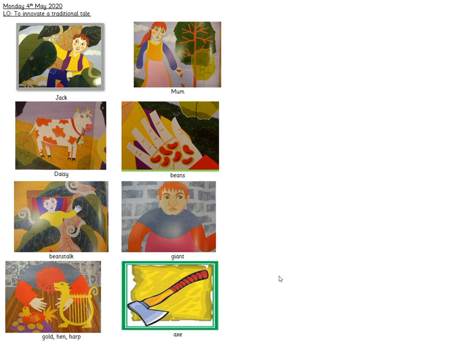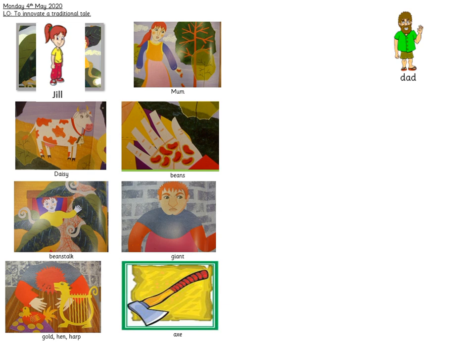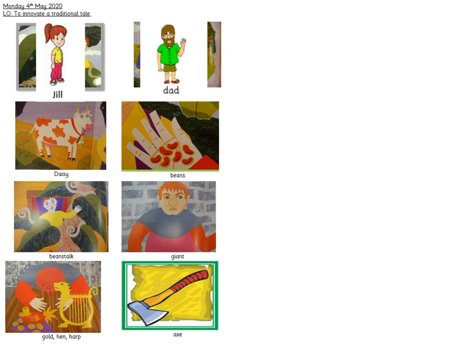So here we go. I came up with, instead of Jack, I thought I'd have somebody called Jill. So she takes the place of Jack. Instead of Mum, I'm having Dad. Not that imaginative, I concede. And he takes the place of Mum. Instead of Daisy, I went with a goat. Now the goat's probably still called Daisy or Maisie or Munchie. It's up to you.